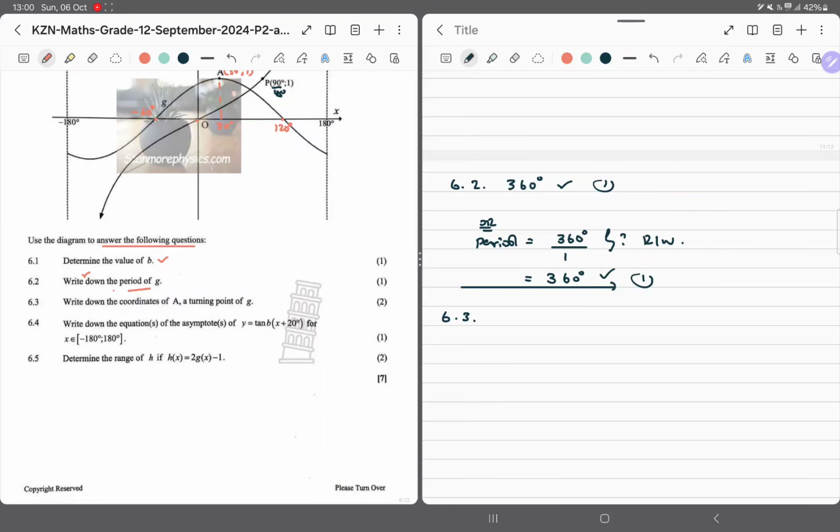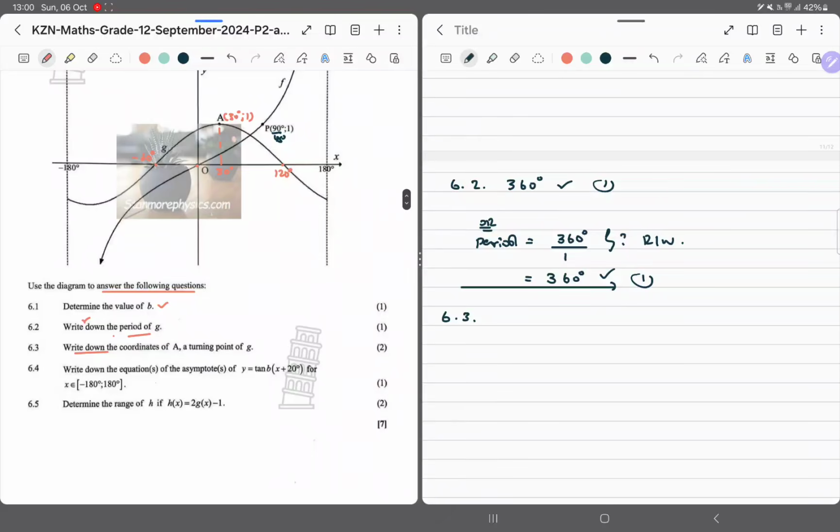Just a moment. Okay guys, so now it says write down the coordinates of A. See, the question said write down. Now we already explored it, so we don't worry about anything. So we know that A is 30 degrees and 1. Easy 2 marks, guys, for the X and Y.